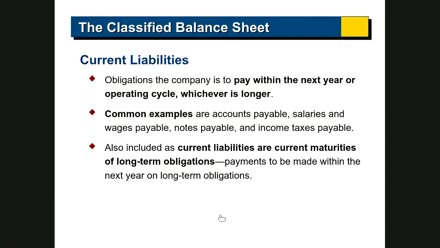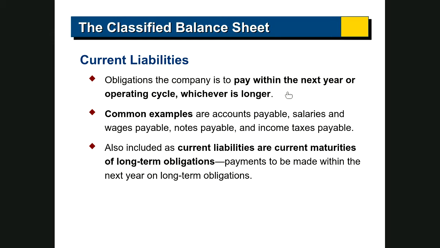Moving along, the second category is current liabilities, which, similarly to the current assets, are obligations which have to be paid within 1 year or operating cycle. Same concept. In the current assets, we will benefit from it within 1 year. In the current liabilities, we are going to have to pay within 1 year.